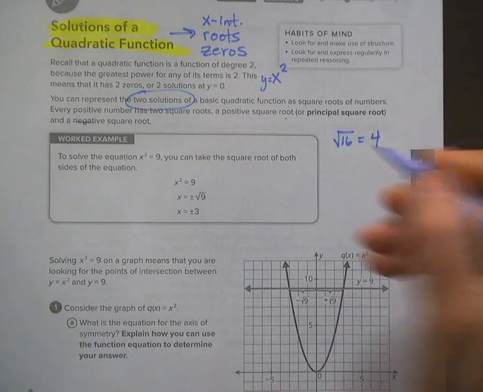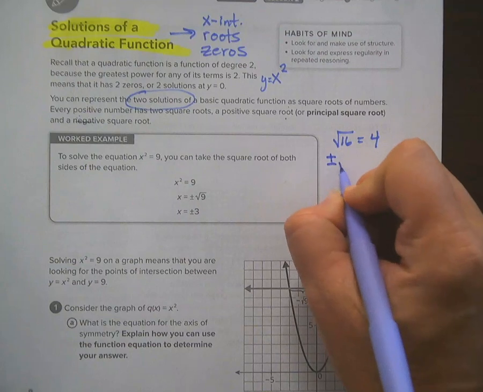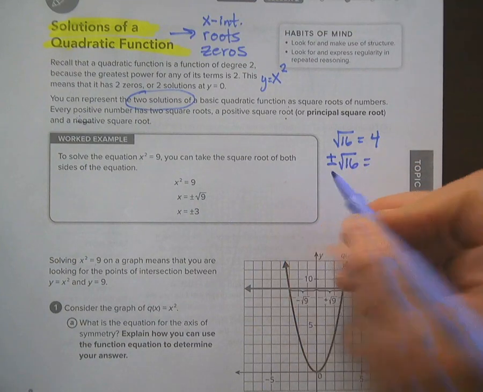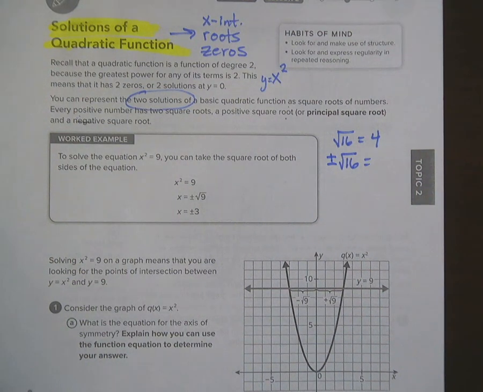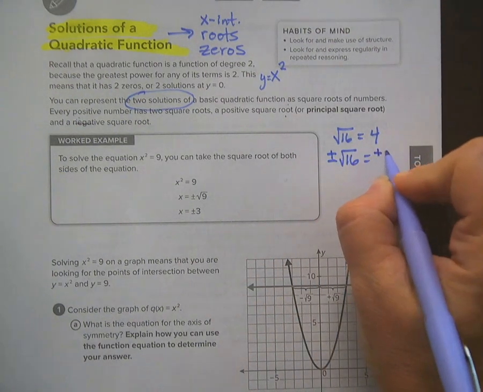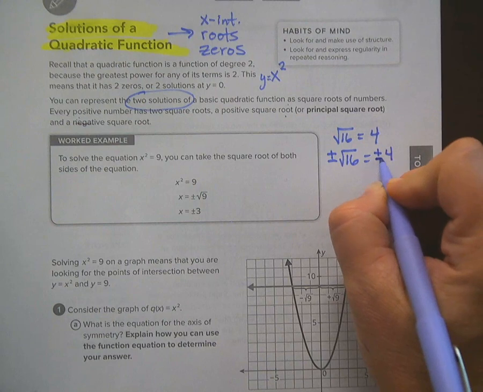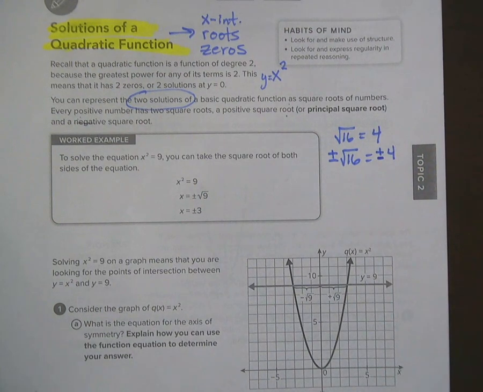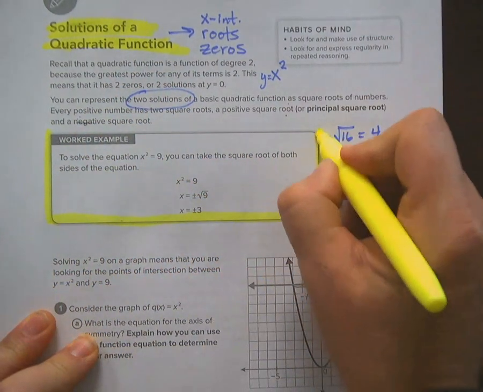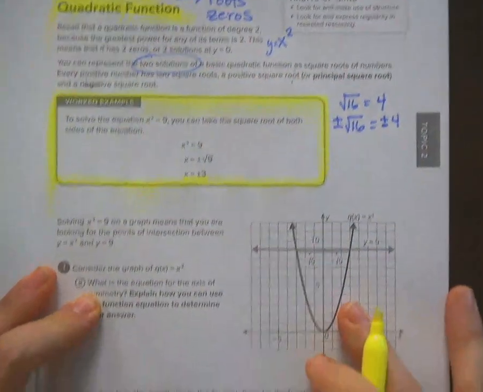So when we want to include both of those, we have this new notation. And it's called plus or minus. And it's just a plus sign with a minus sign underneath. So when you see this notation, it means we want the principal square root, which is positive 4, but we also want to recognize that negative 4 would work as well. Okay? This first strategy is called solving quadratics by using square roots.